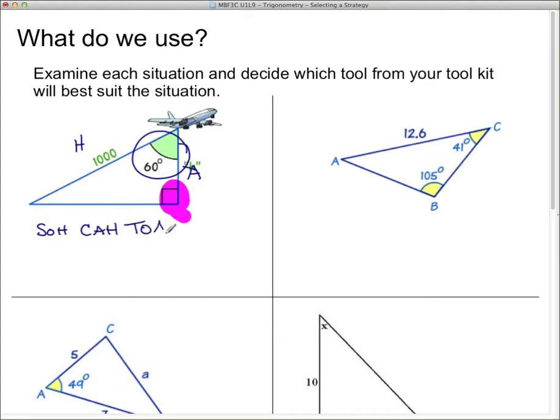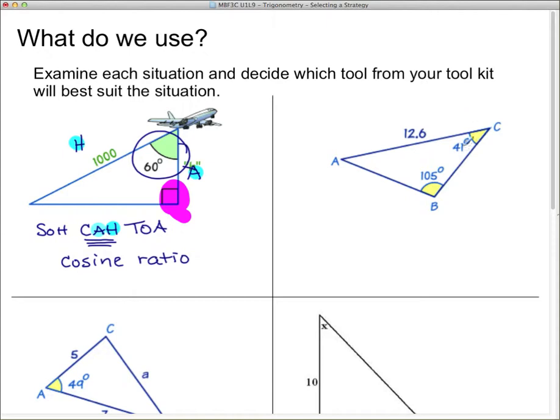SOHCAHTOA? It's been a couple days since we did that, but SOHCAHTOA is still handy. We want an A and an H, so I look here and there's the A and the H. So it's cos that we need to use. We need to use the cosine ratio. Not the cosine law, the cosine ratio. Adjacent over hypotenuse, this one here.